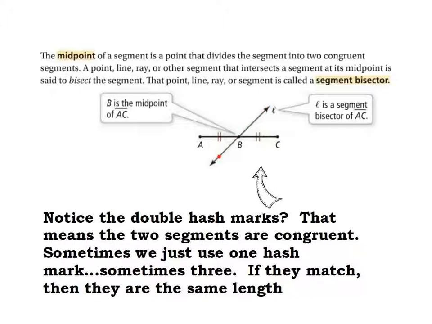Now, L is said to be bisecting. If it cuts through at the midpoint, then that means it bisects it. You can see here with my two little hash marks, that's indicating that this segment and this segment are congruent to one another. Now, we use 2 here. Sometimes we use 1 hash mark. Sometimes you'll see 3. The whole idea is that if they both have the same number of hash marks, that means they're congruent to one another.